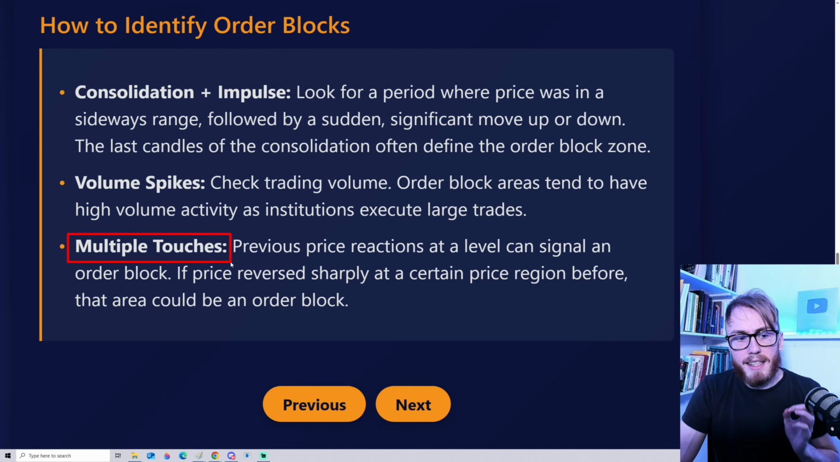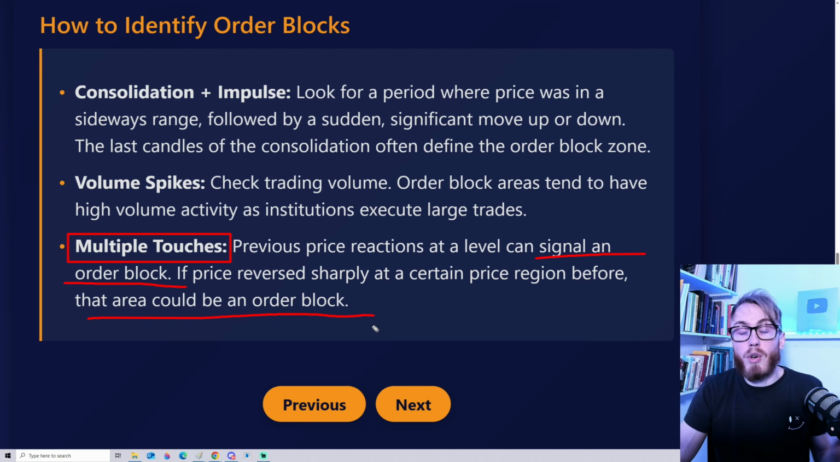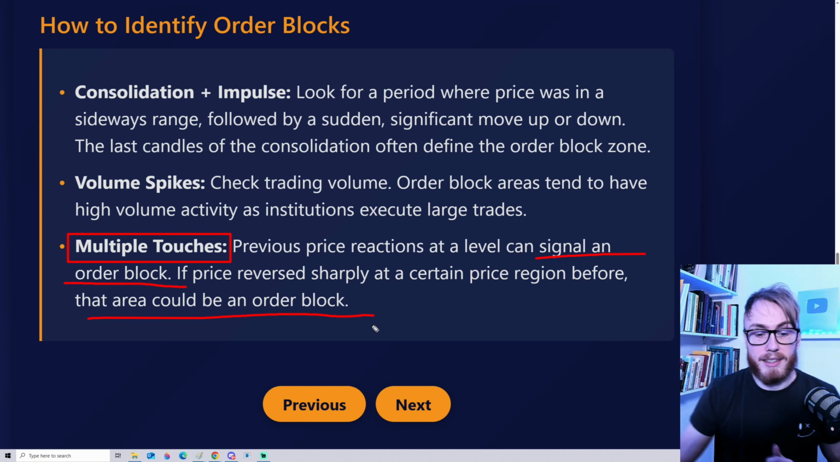Last but not least, this one is not as important, but multiple touches is something to have in mind. Previous price reactions at a level can actually help us signal an order block. If the price reversed sharply at a certain price region before, that area could actually be an order block. It can indicate that this is an area where the smart money are placing orders.